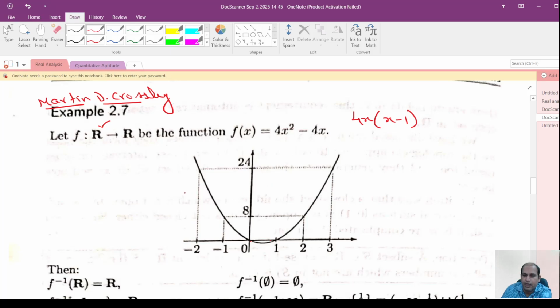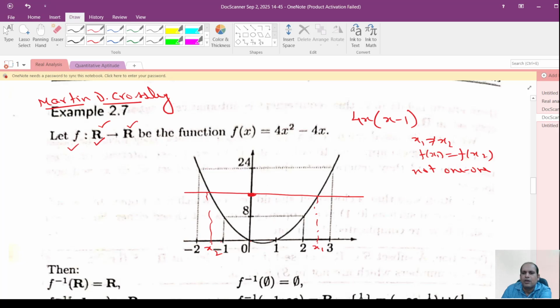Now, if we take any line parallel to the x axis, you can see two points, x1 and x2. x1 is not equal to x2, but their images, the image of x2 and the image of x1, taking projection on the y axis, are the same, so f(x1) equals f(x2). Hence this map is not 1-1, because for injective, whenever the elements of the domain, one can see R on the x axis and the codomain on the y axis, this is how we look at the graph of any function. So this map is not 1-1.